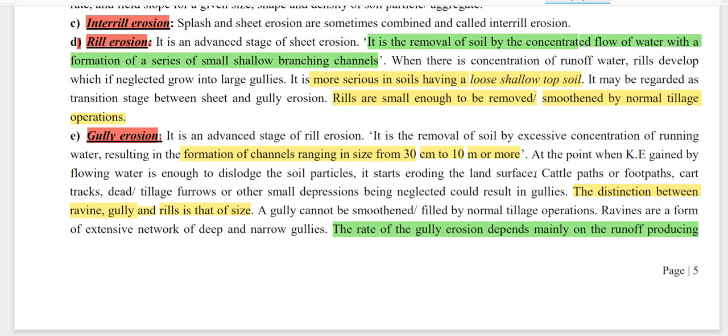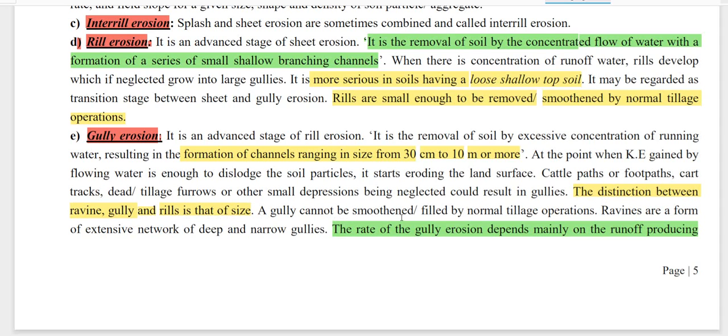If the kinetic energy of the flowing water is enough, it will dislodge the soil particles and start eroding the land surface. Cattle paths, footpaths, cart tracks, dead furrows, tillage furrows, or other small depressions, if neglected, could result in gullies. The distinction between ravines, gullies, and rills is that of size only.